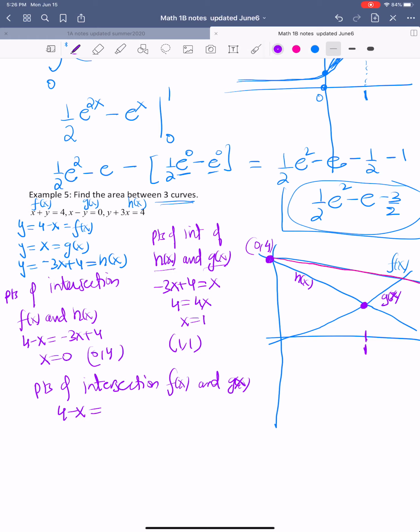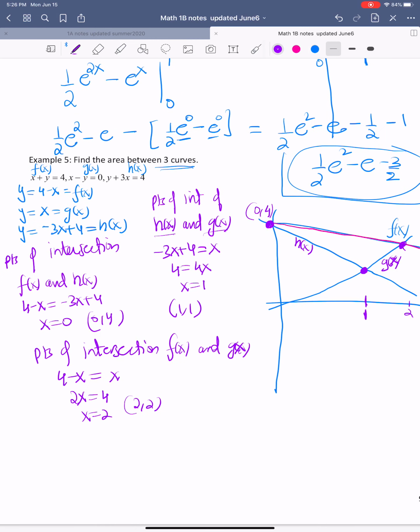4 minus x equals x. Let's go ahead and solve it. We get 2x equals 4, x equals 2. So (2, 2) is their point of intersection. That means this point is (2, 2). g of x and f of x meet at (2, 2). All right, good. That was a lot of work.